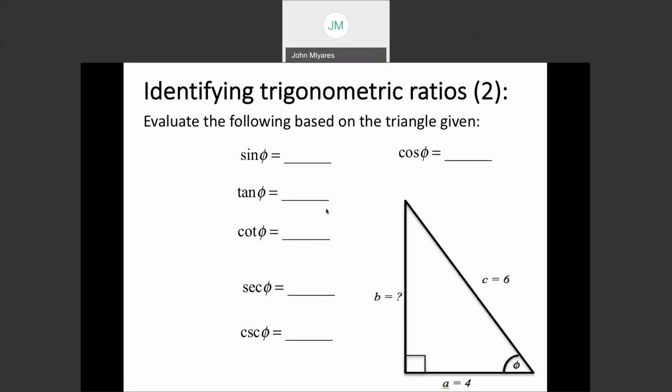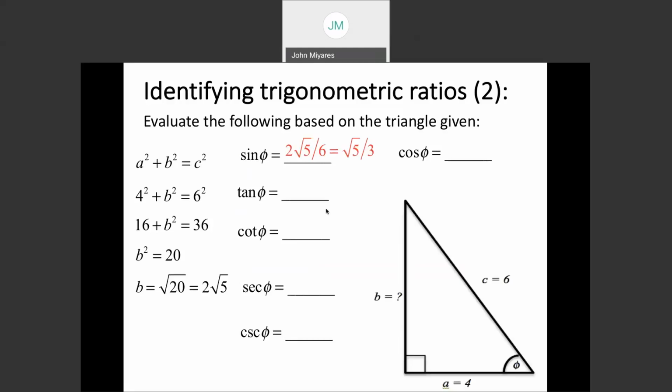All right, so the Pythagorean theorem gives us 4 squared plus b squared equals 6 squared, or 16 plus b squared equals 36. Moving that to the other side, you get b squared equals 20, which means b is the square root of 20, which reduces to 2 square roots of 5. Setting up the trig ratios, you've got the sine of phi, which is 2 root 5 over 6, that reduces to root 5 over 3.